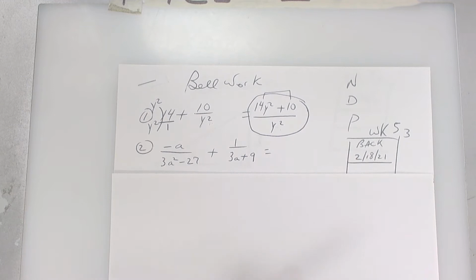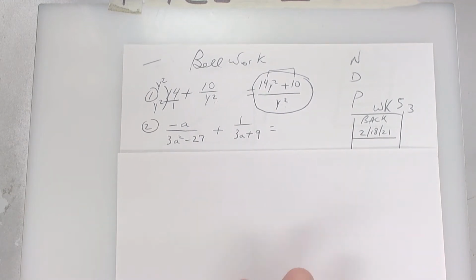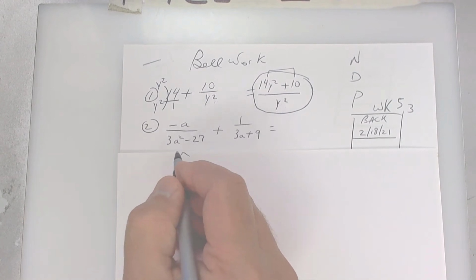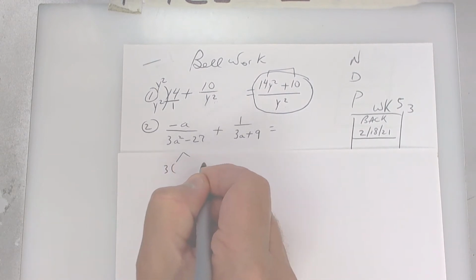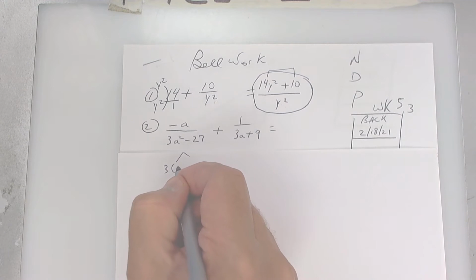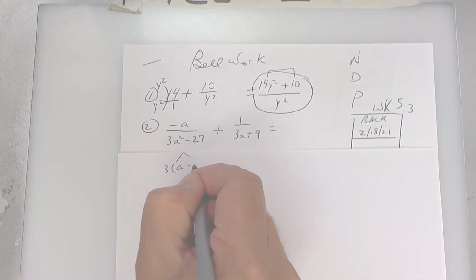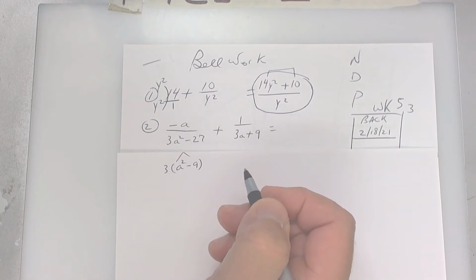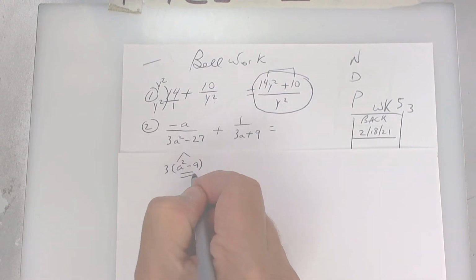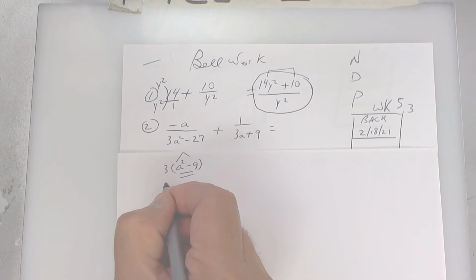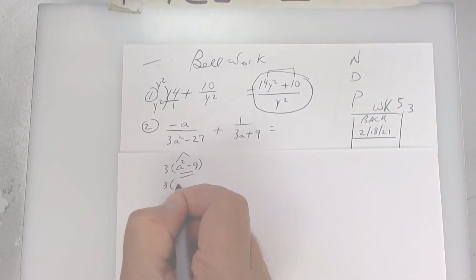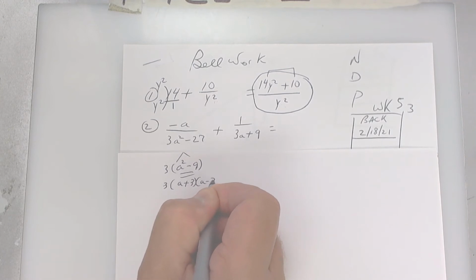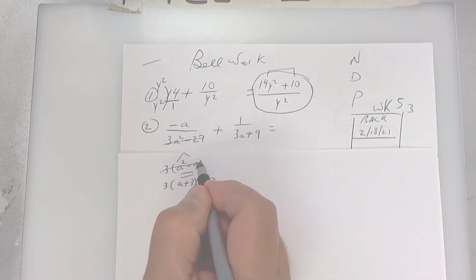This one right here, in order to find your least common denominator, you have to factor this. So you got to take a 3 out, and you're going to be left with a squared minus 9. Okay, but this is the difference of two squares. So that's going to further factor as a plus 3 and a minus 3. So all of this factors to this.